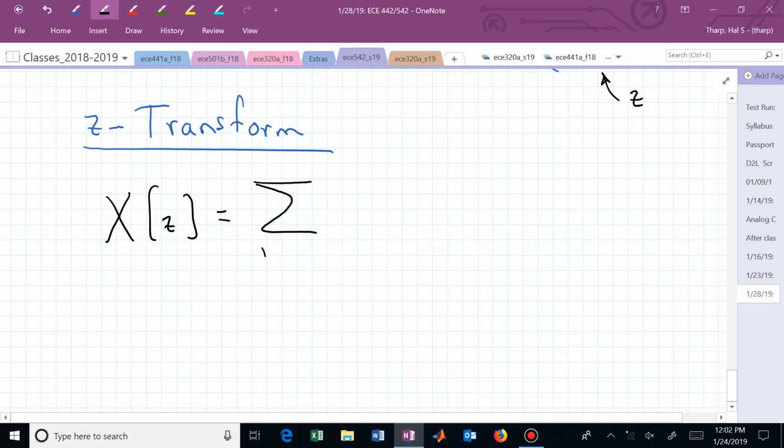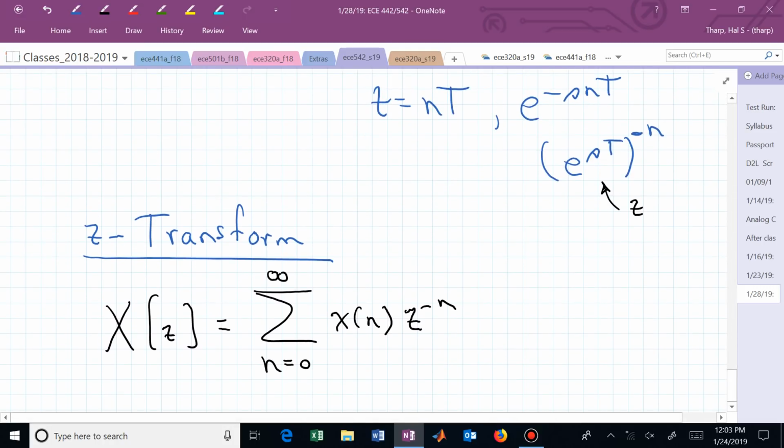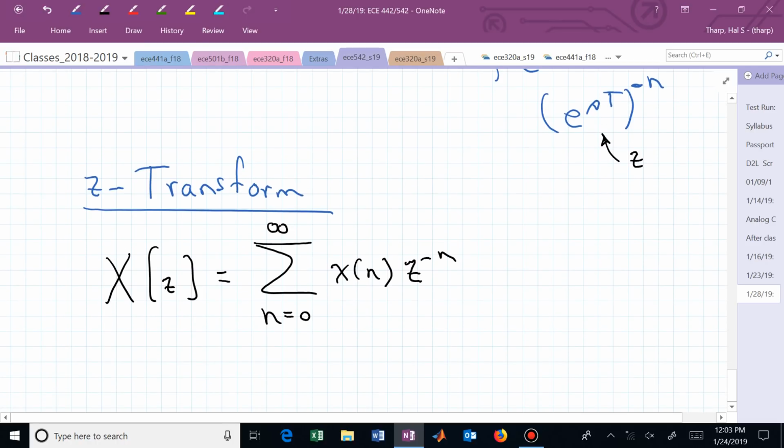so that now capital X of z becomes this infinite sum from n equals 0 to infinity of x of n, and again we're suppressing the actual sample period capital T, but this is now this waveform x sampled at every n sample periods, weighted by that same weighting z to the minus n. In this case we will call this our one-sided z transform, since we're only looking at n on one side of the origin, from n equals 0 all the way up to infinity. We'll call this the one-sided z transform.